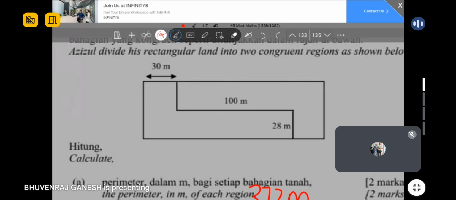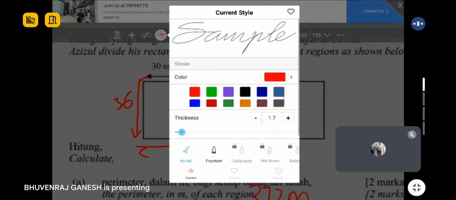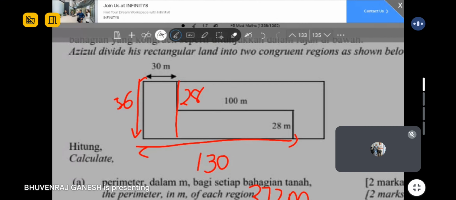Basically, you can cut, potong menjadi dua bahagian. When you cut it, you can see it clearly. Okay, so this one is 56, 56, and then this one is 130. Okay, guys, can I ask you all, what is this length? Okay, got already. Sorry, soalan dah bagi 100 meter.